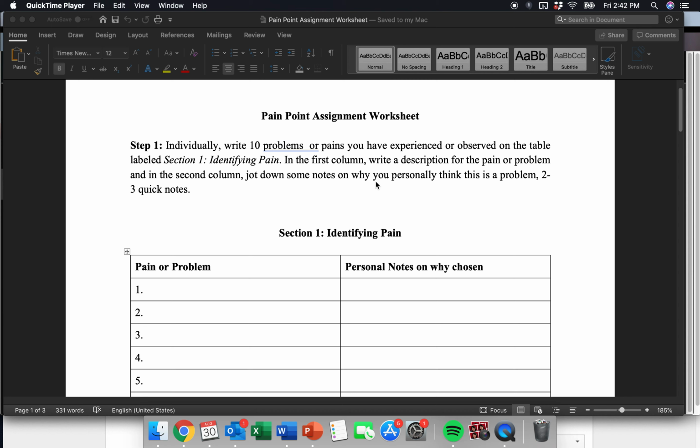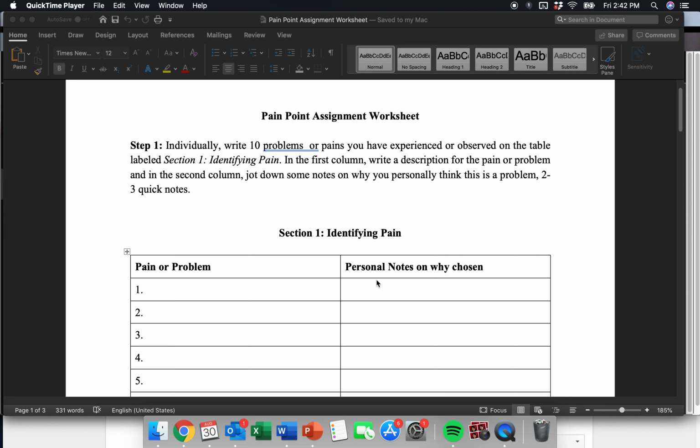All right, let's get started with your first major assignment, the pain point assignment. This is labeled step by step of what you need to do. So the first step, individually write 10 problems or pains you have experienced or observed here in this little table. In the first column, you're going to write your pain or your problem, and then just write down a few notes, like why did you choose this?